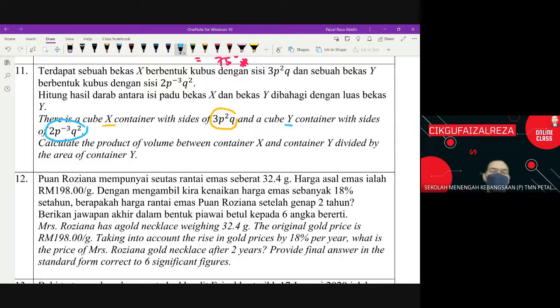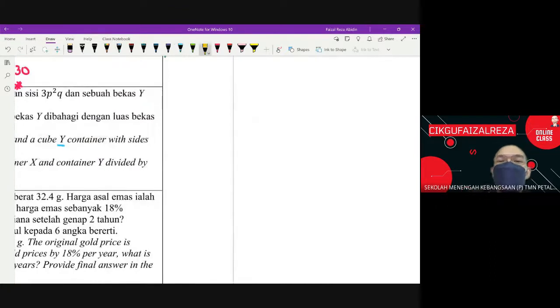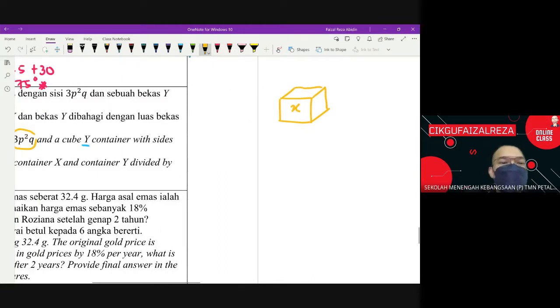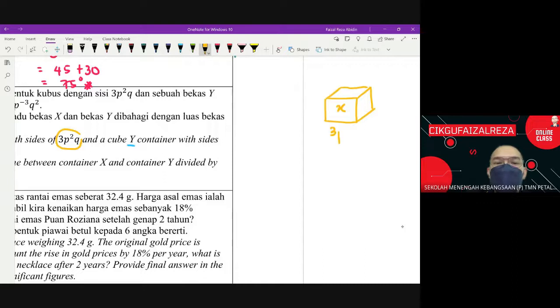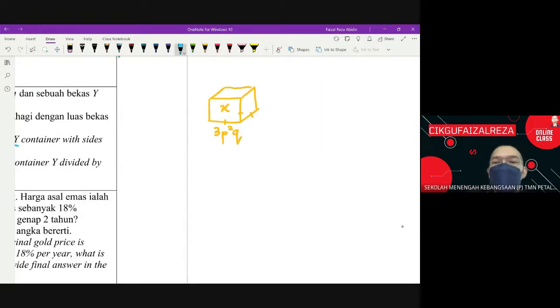We look at the question here. Calculate the product of volume first. First of all, if you look over here, we have a cube x. This is cube x with the side of 3p squared. This one must be the same, every side. And we have cube y.